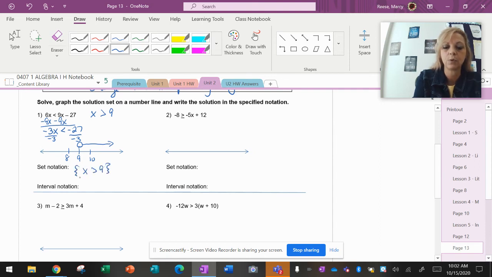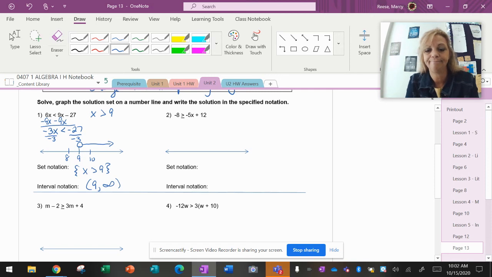You can put it in little squigglies. Interval notation is the new one. Lowest value is 9, to greatest, well, it goes forever: infinity. Parentheses around both because it doesn't include the number 9. That's it. Okay. All right, let's try 2.